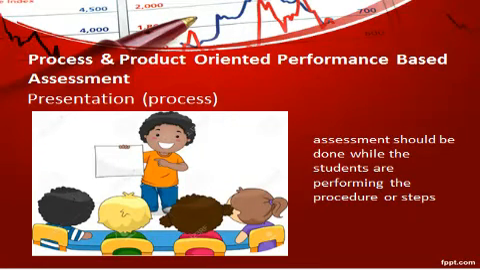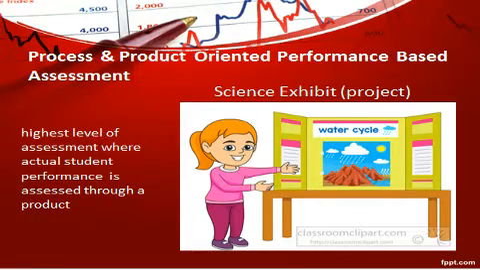Now, let us examine the process and product-oriented performance-based assessment. Process-oriented PBA is concerned with actual performance. The learning outcomes deal on the procedures which you could specify. In this case, assessment should be done while the students are performing the procedure or steps. On the other hand, product-oriented PBA requires students to demonstrate multiple levels of metacognitive skills which require the use of complex procedural skills for creating authentic product. This is the highest level of assessment where the actual student performance is assessed through a product.